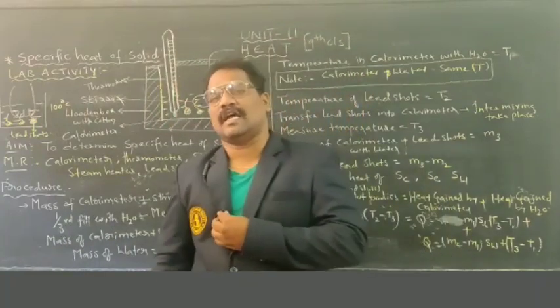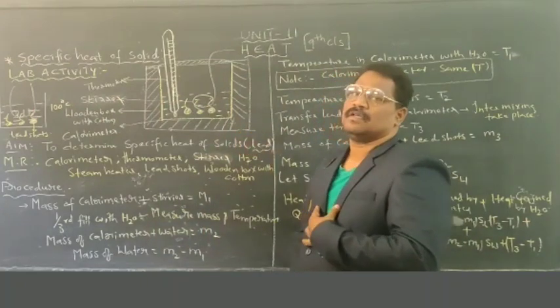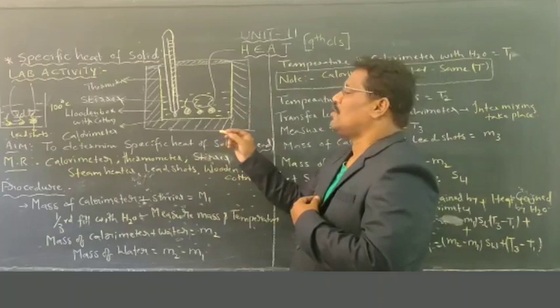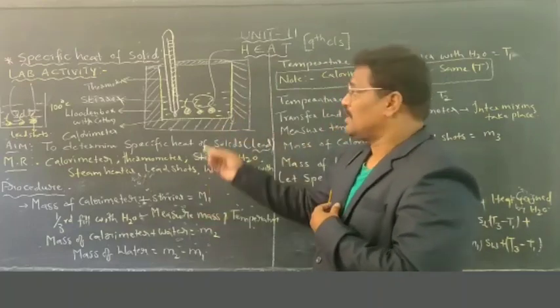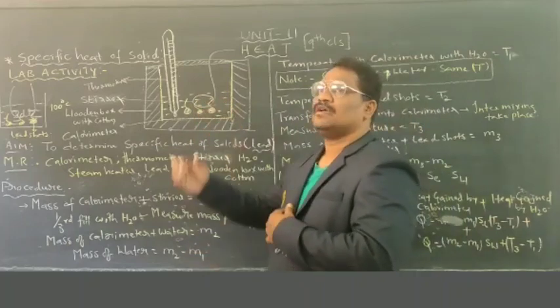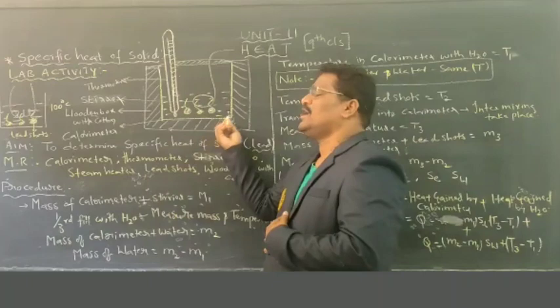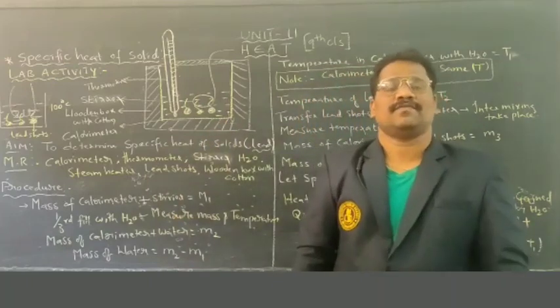And now the description of how to perform this activity. First of all, take a wooden box and fix it inside with cotton stiffly. Take a wooden box of a little more radius than that of the calorimeter. Before placing the calorimeter, place cotton at the bottom.